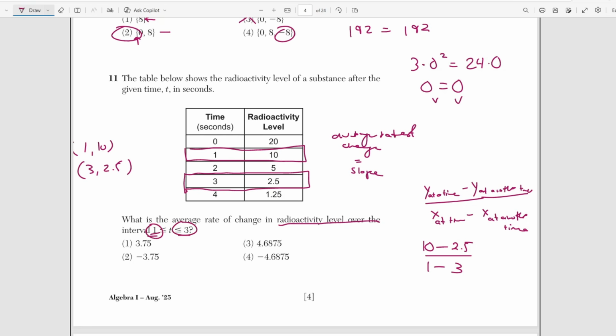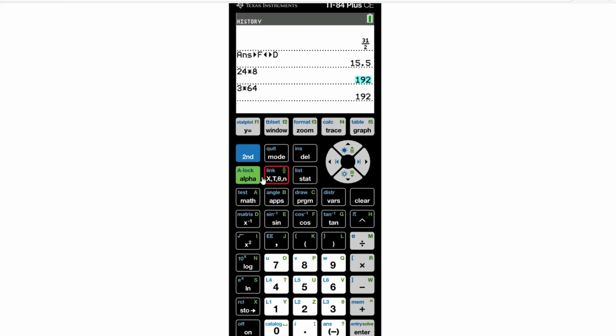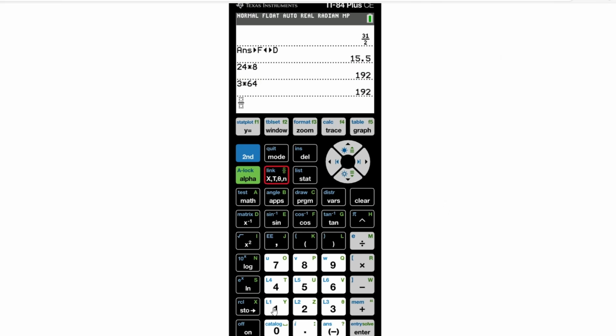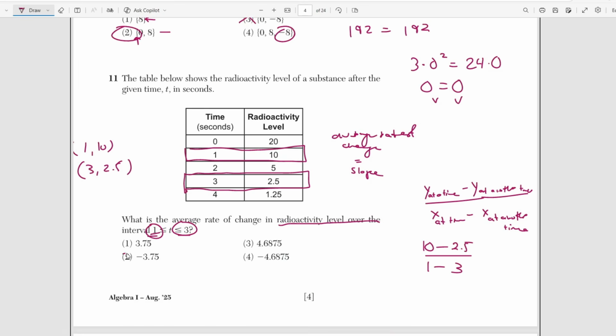So let's go ahead and find this in our calculator. We can do 10 minus 2.5 divided by 1 minus 3, and that will give us negative 3.75, which is choice 2.